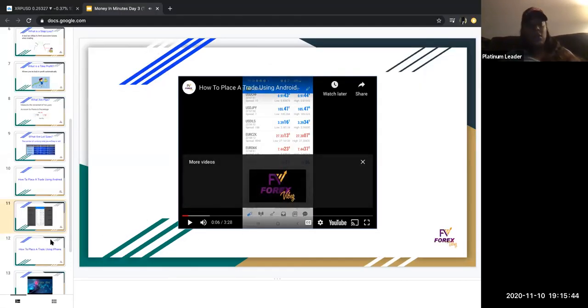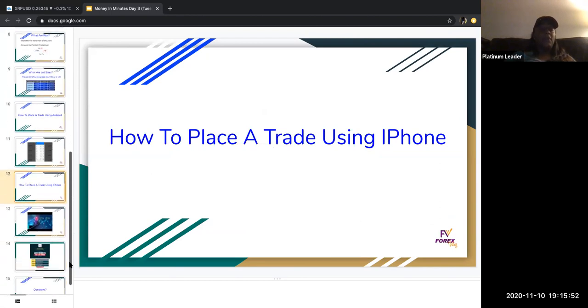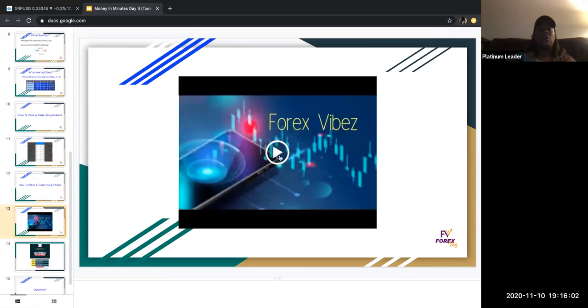Okay, that was the video going over how to place a trade using an Android phone. So next, we're going to go over how to place a trade using an iPhone, because both of the phones are different. They still do the same thing, but they're just set up different when you're placing your trades. So here is how to place a trade using your iPhone.